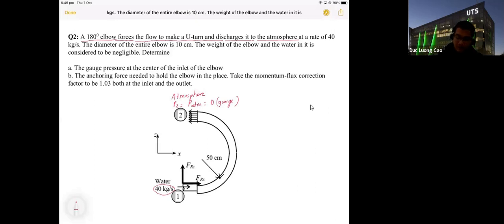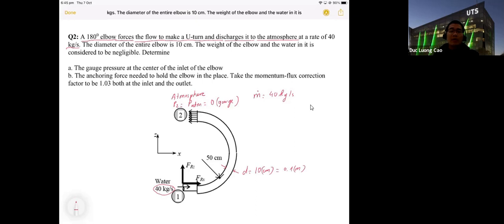At a rate of 40 kilograms per second, it means we have the mass flow rate equal to 40 kilograms per second. The diameter of the elbow is D, here 10 centimeters, or equal to 0.1 meter. Convert to SI unit, 0.1 meter.